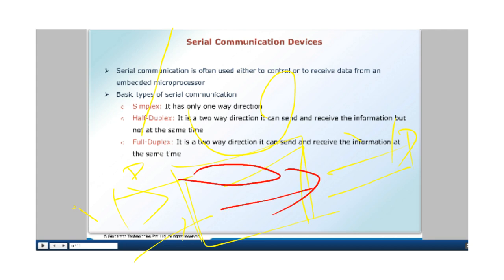We can send or we can receive the data at the same time. That is known as simplex. What is meant by serial communication?